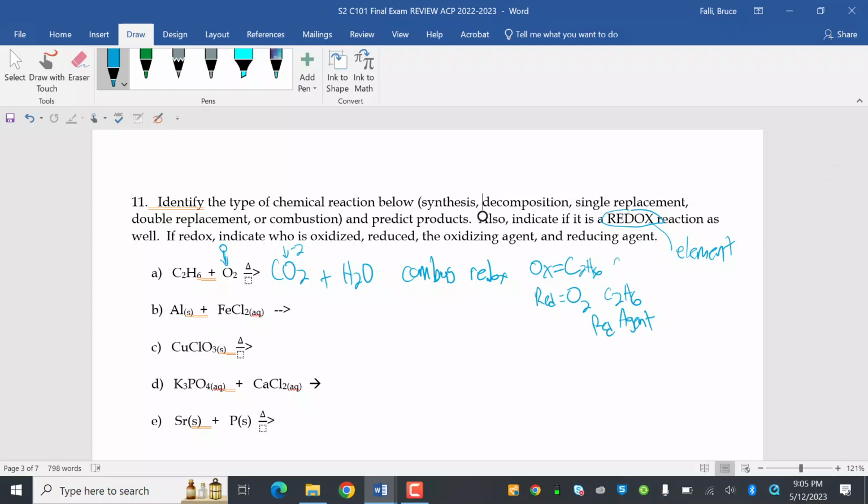And this is going to be the oxidizing. Oops, did I do that wrong? Yeah, I did that wrong. C2. Okay, I'm going to do this a little bit neater.